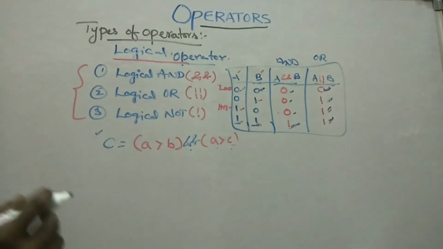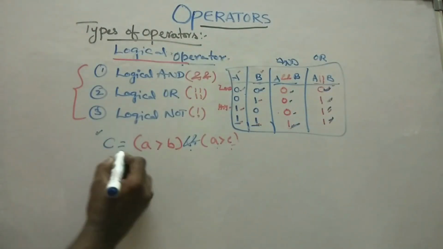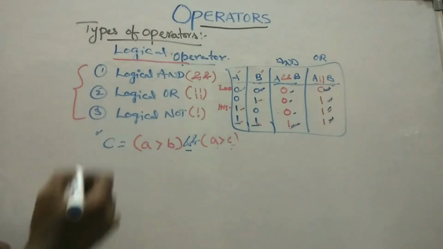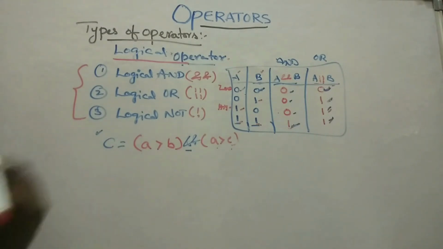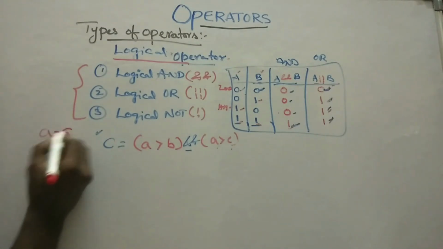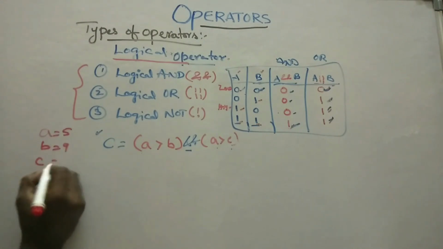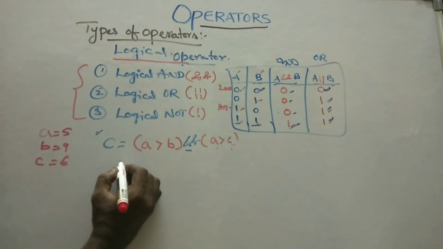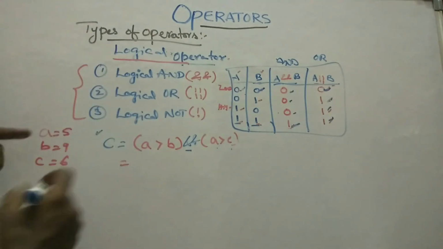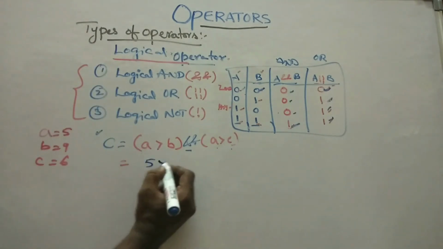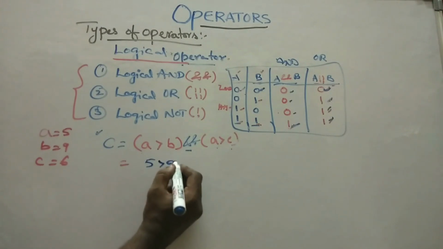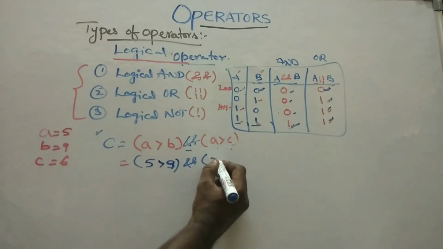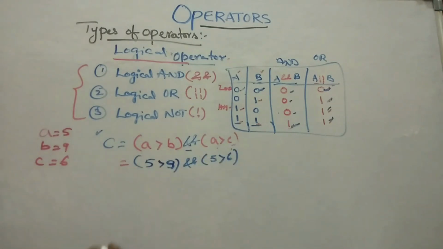Now, based on that, I have to write one expression: C equal to A greater than B logical AND A greater than C. Suppose I assume the A value is 5, B value is 9, and C value is 6. Right? Now, A greater than B. What is the A value? 5 is greater than what is the B value? Suppose 9. 5 greater than 9 and logical AND, what is the A value? 5 greater than 6.